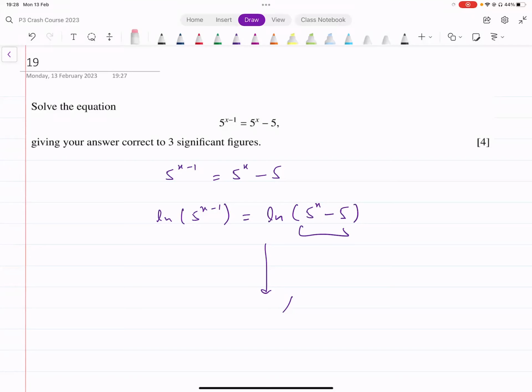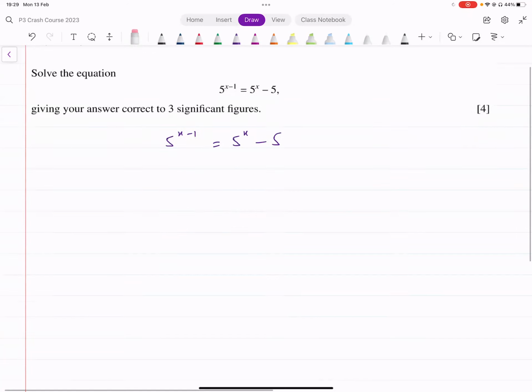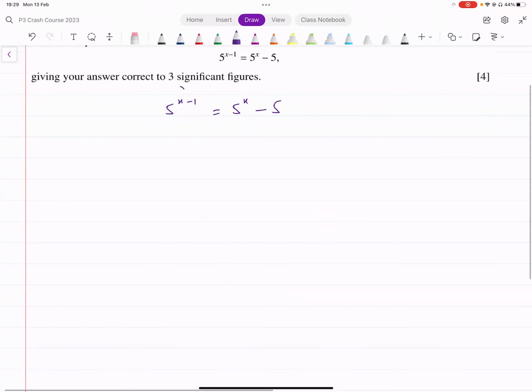So what else can we do in this case? What we can do is use a substitution. Why? Because we've got only one base, 5 power something, and we've got 5 power something. You can change this particular term a bit. You can say, let's write this as 5 raised to power x multiplied by 5 raised to power minus 1, using the indices rule. So if you have x raised to power a into x raised to power b, that can be written as x raised to power a plus b.